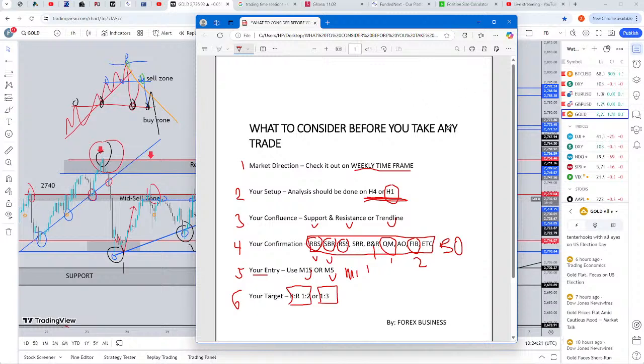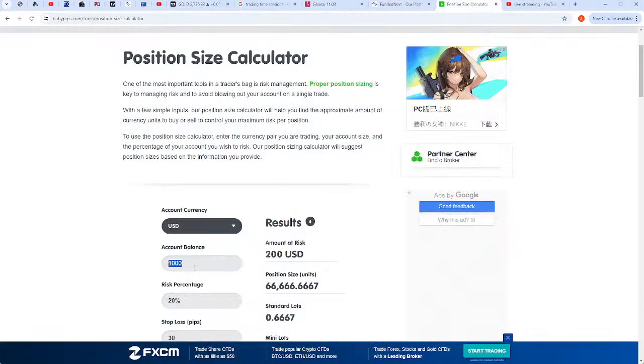Okay, so someone is saying they have 5k. So you just type your 5k, the balance, over here. You go to the babypips position calculator, or you just type position calculator. Do you understand? Okay, God bless you for that.